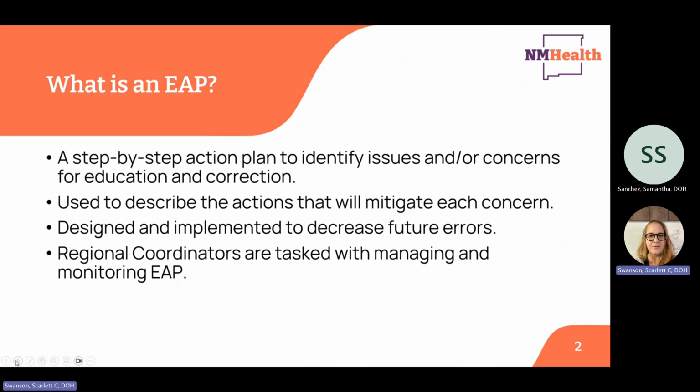Okay, so what is an educational action plan? These are going to be a step-by-step action plan used to identify issues or concerns for education and correction. They're used to describe what actions we want you to take that will mitigate any concerns, so they're going to actually solve any problems that we find. They're designed and implemented to decrease any future errors, and your regional coordinators are the ones that are tasked with managing and monitoring any EAPs.